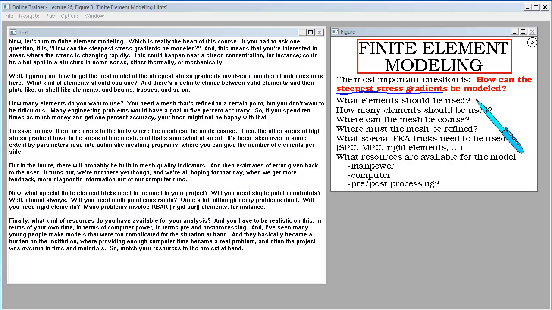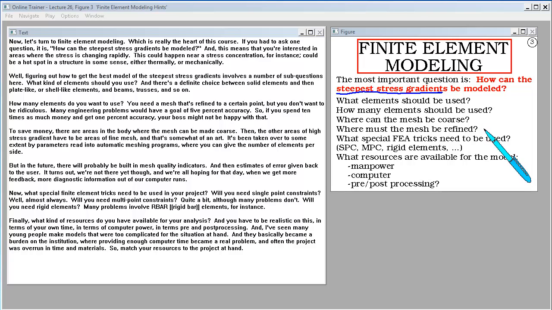What kind of elements should you use? And there's a definite choice between solid elements and then plate-like or shell-like elements and beams, trusses, and so on. How many elements do you want to use? You need a mesh that's refined to a certain point, but you don't want to be ridiculous. Many engineering problems would have a goal of 5% accuracy. So if you spend 10 times as much money and get 1% accuracy, your boss might not be happy with that. To save money, there are areas in the body where the mesh can be made coarse.